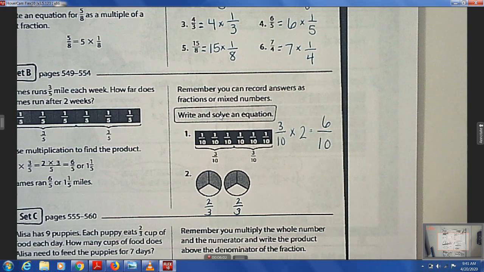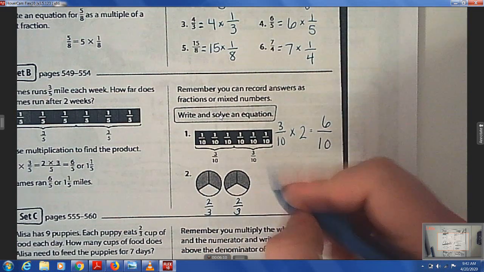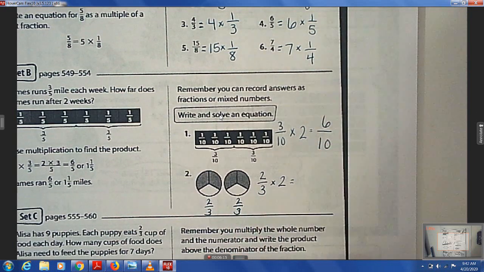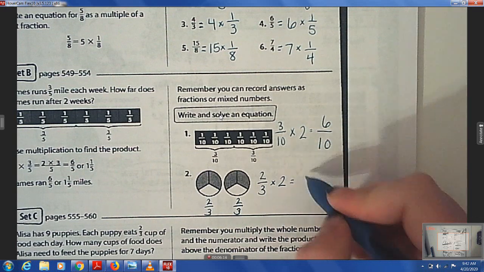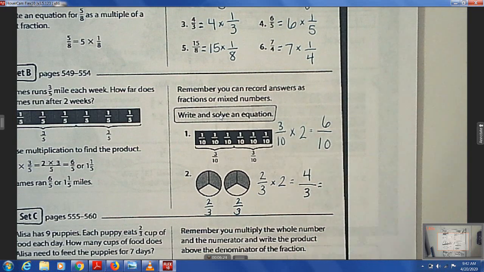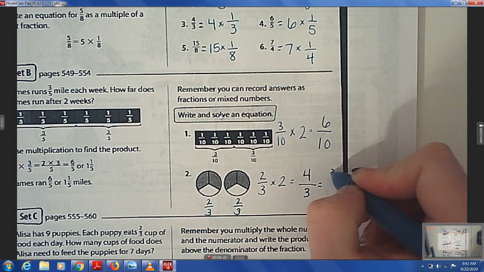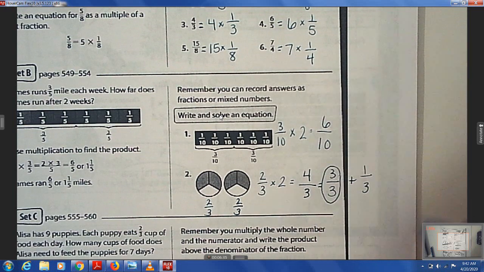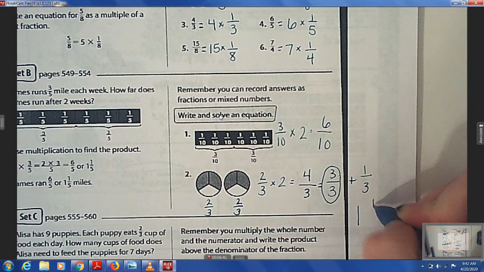So our equation would be the fraction multiplied by the amount of times that we see it. So 2/3 times 2. Two times 2 is 4 over our denominator of 3. And if you turn that into a mixed number, it would be 3/3 we can take from that, plus 1/3 would be left over. My 1 whole would be 1 3/3.